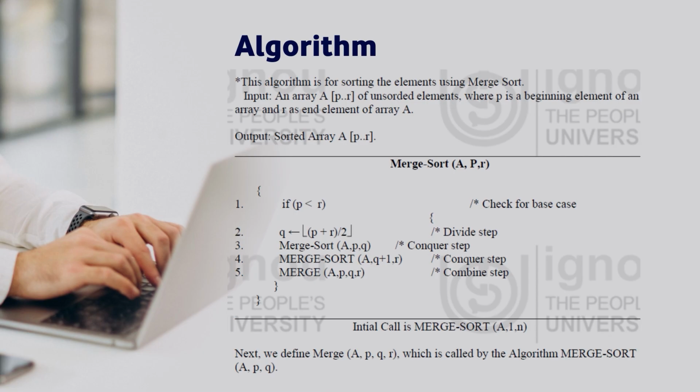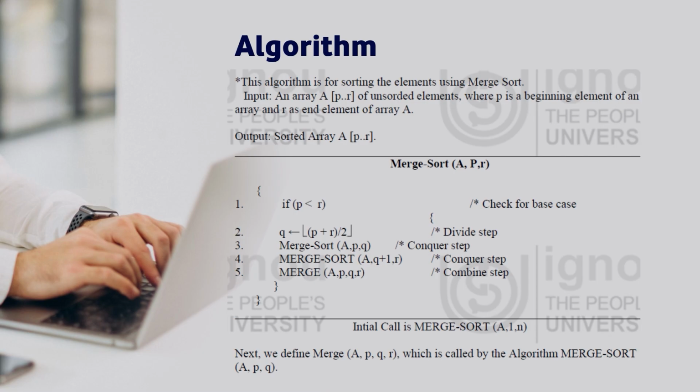So if there are 8 elements, you take the mid of it, so it becomes 4 elements. From 4 elements, you again take the mid of it, and it becomes 2 elements. So here P is 1 and R is 2. You have to keep doing this as long as the value of P is less than R.